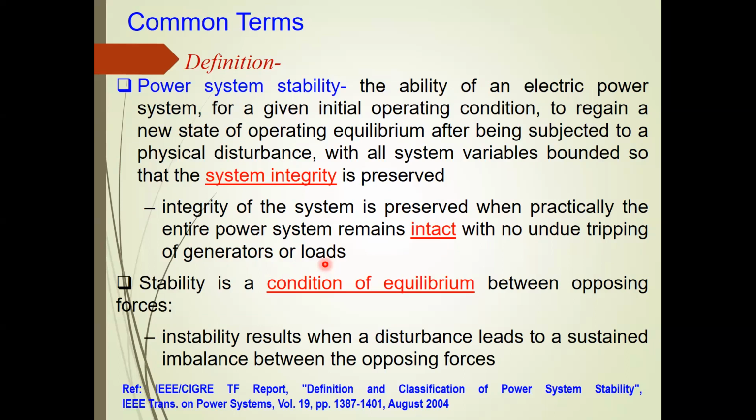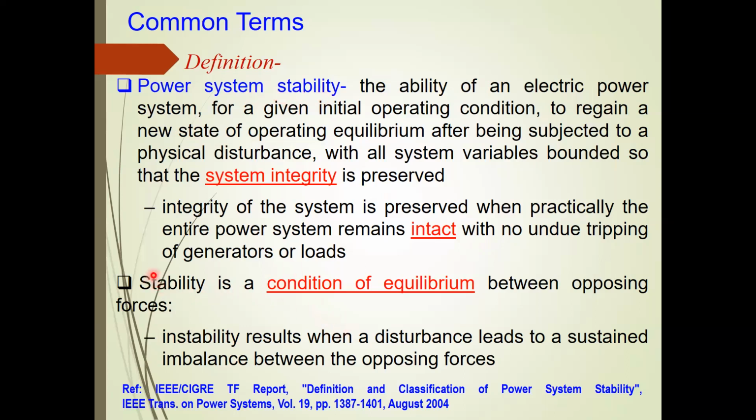But if I say the load has reduced, then you should be able to regulate your generator so as to reduce the output power from the generator, right? So we don't want any undesired tripping of generator or the load. And if you are able to achieve this, then the system integrity will be preserved, your power network remains intact, and it will achieve a new state of equilibrium, and the system will be stable.